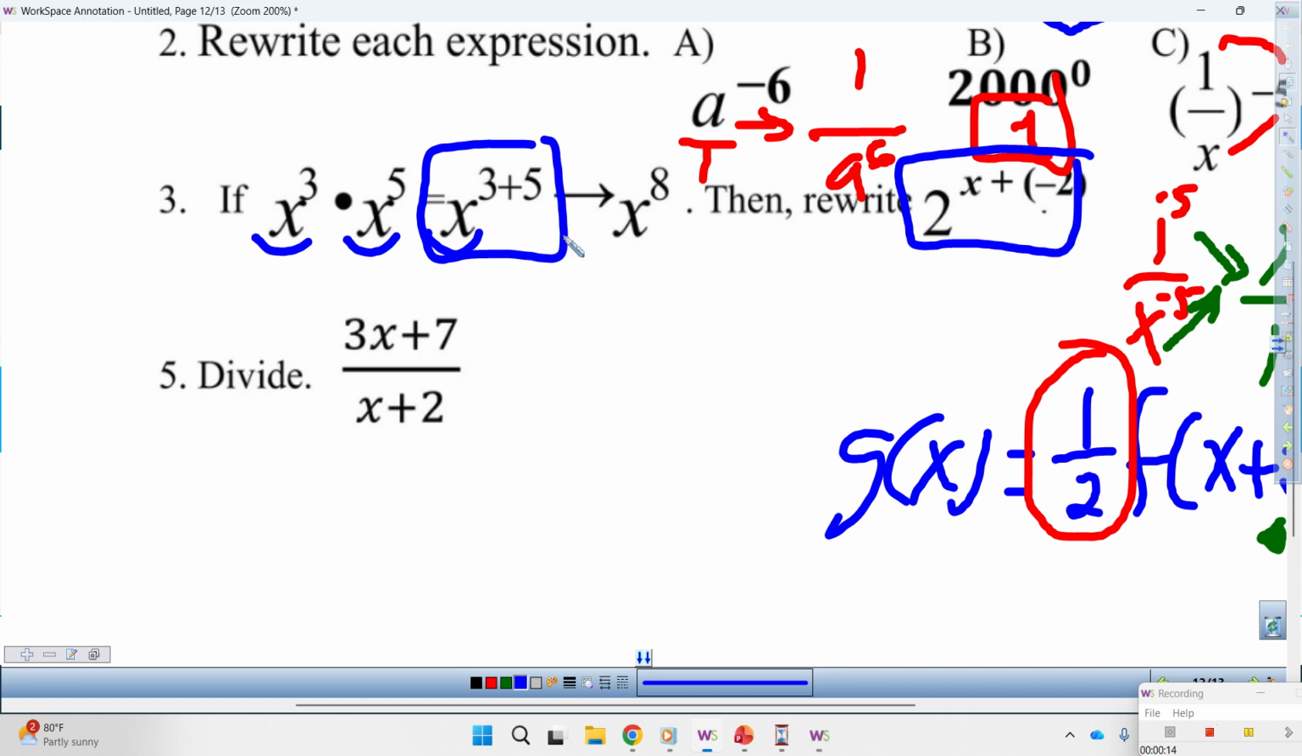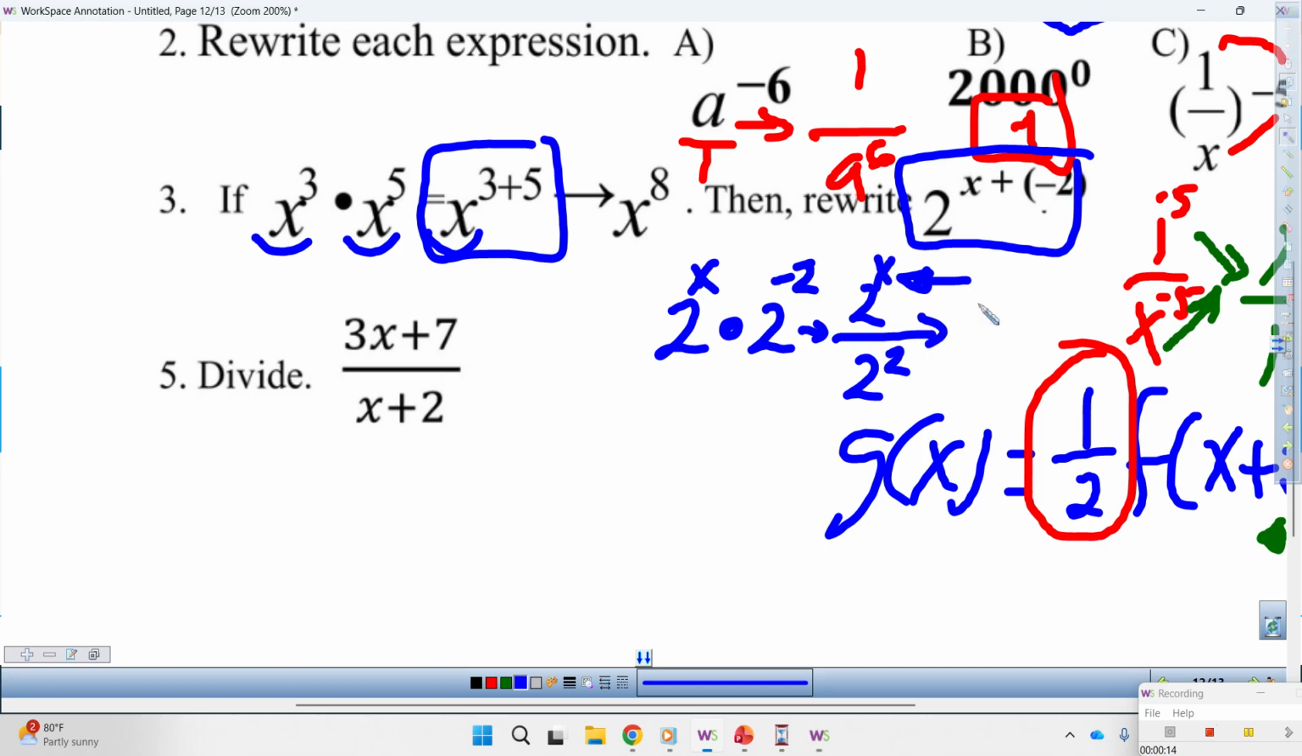So if that's the answer, what was it before it became that? Well, 2 to the what? X times what? 2 to the negative 2. That's how we get that. And now by looking at this, can we have a negative exponent? No, so that goes down here to the positive. This one stays on the numerator. So 2 to the x over 2 squared is 4. All right.